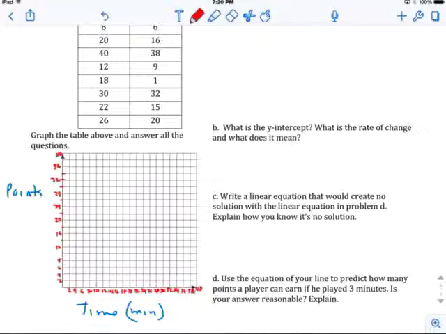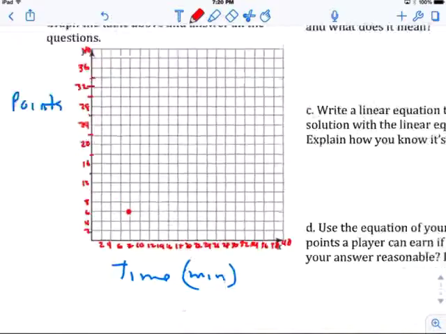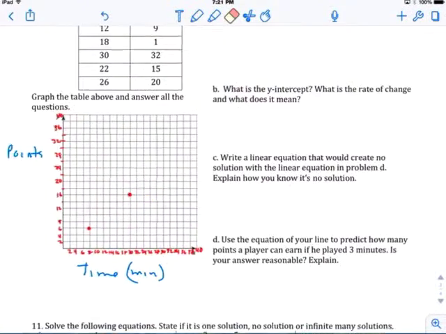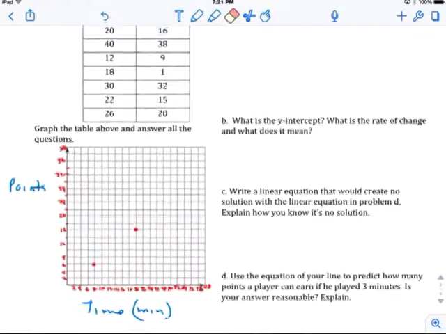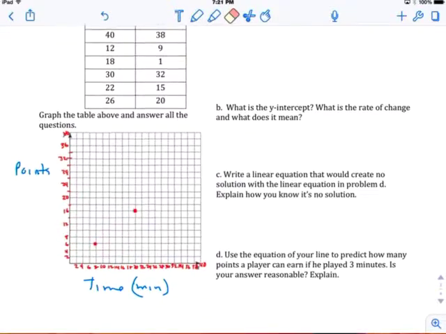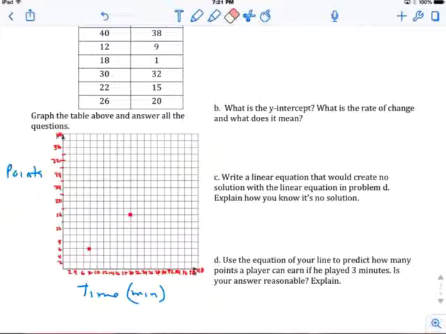Eight and 6. First one, 20 and 16. 20 and 16. If you number it by anything but 2s, I don't know. Some of you number some by some weird stuff. I'm going to have to start taking off points for not having common sense. 40 and 38. It makes it hard for me to grade.